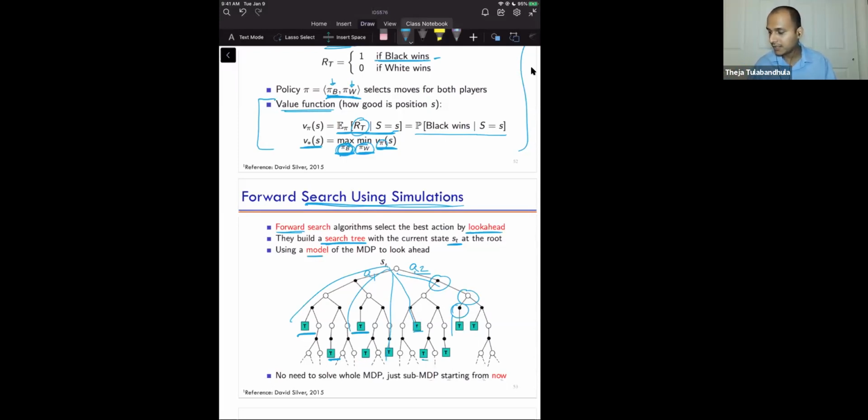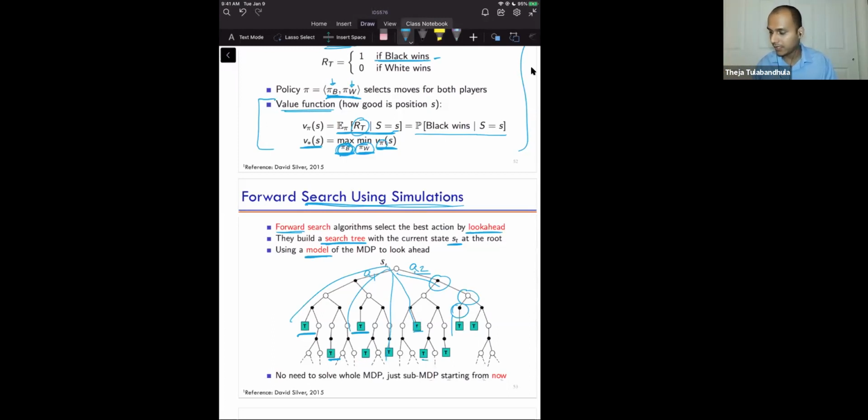And the model just means that in Go, or any board game, the rules are pretty simple. The state transitions are pretty simple, but you can imagine the same thing where you have to access a simulator to tell you what the next state is going to be once you take an action, right?